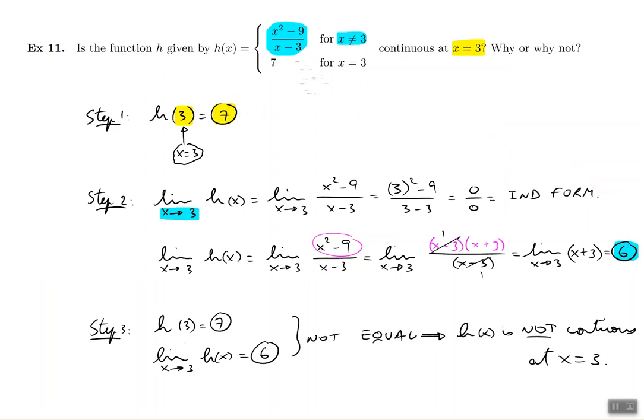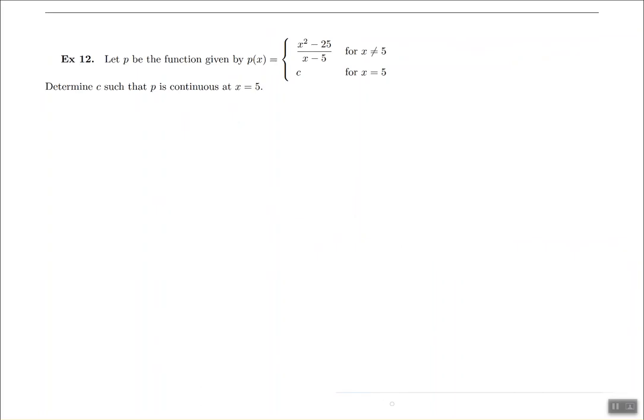But in the next problem, we are going to be allowed to pick the number that makes this function continuous. So we'll take a look at that next. So that's what's going on in example number 12. The function is called p of x, and it has x squared minus 25 divided by x minus 5, and the second line has a c. And the question is, what should c be so that the function is now continuous at the border 5? So we're going to do, again, step number 1, step number 2, like we did in the last problem.